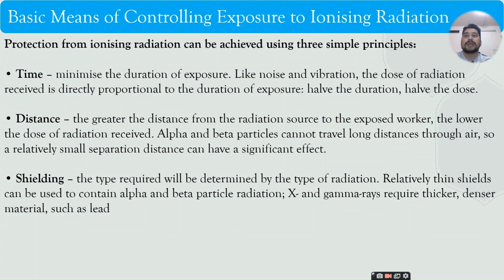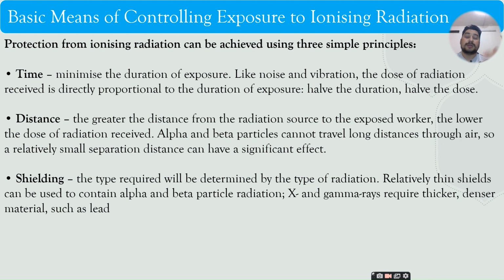Now, how can we control them? Protection from ionizing radiation can be achieved using three simple principles. These are three things we need to keep in mind. The first is time, the second is distance, and the third is shielding. Time: the less the exposure, the better. So the exposure should be limited and kept as low as possible. Like noise and vibration, the dose of radiation received is directly proportional to the duration of exposure. Half the duration, half the dose.